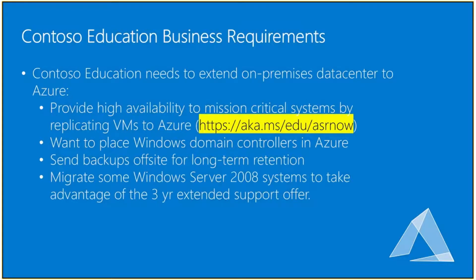So let's review real quick Contoso Education's business requirements, what they want to deploy in Azure. Here we see that Contoso Education needs to extend their on-premises data center to Azure. Reviewing their business requirements, one of the main things they wanted to do is to provide high availability to their mission critical systems by replicating them to Azure. One of the things we wanted to point out is there's a separate video series focusing specifically on Azure Site Recovery, the Azure service for high availability. So definitely check out this link right here, and we'll make sure we put that in the video series notes.